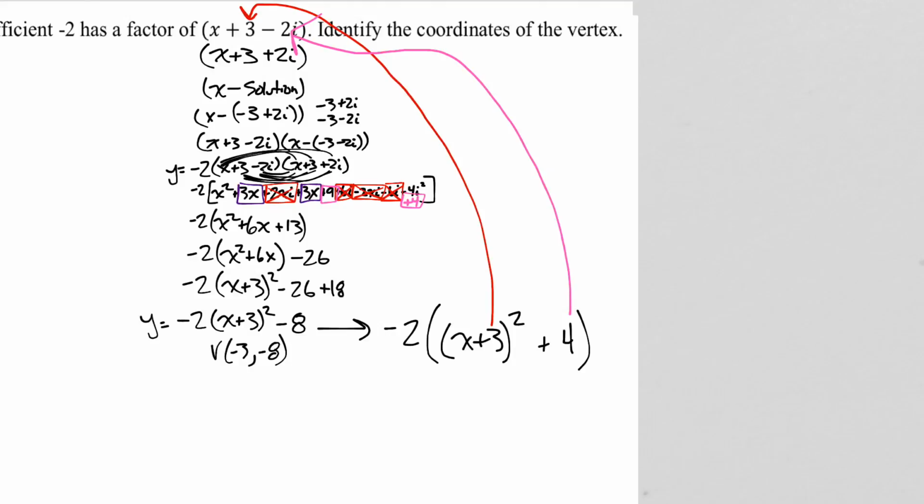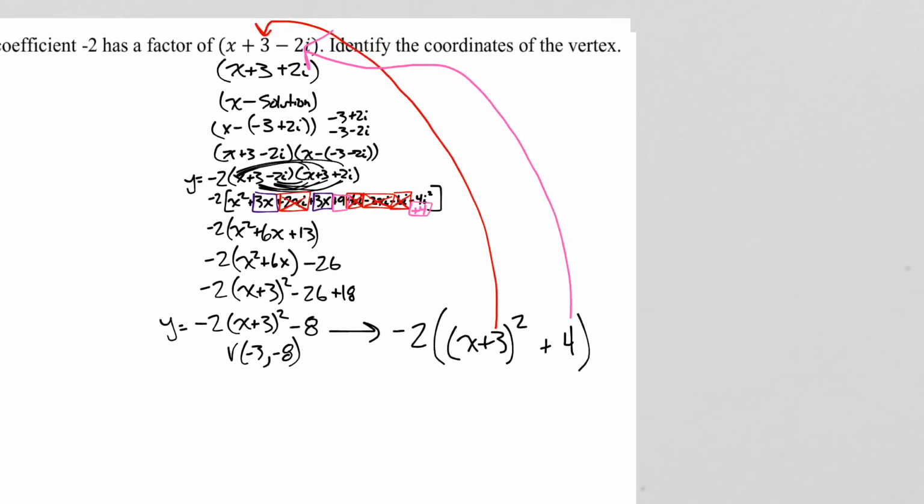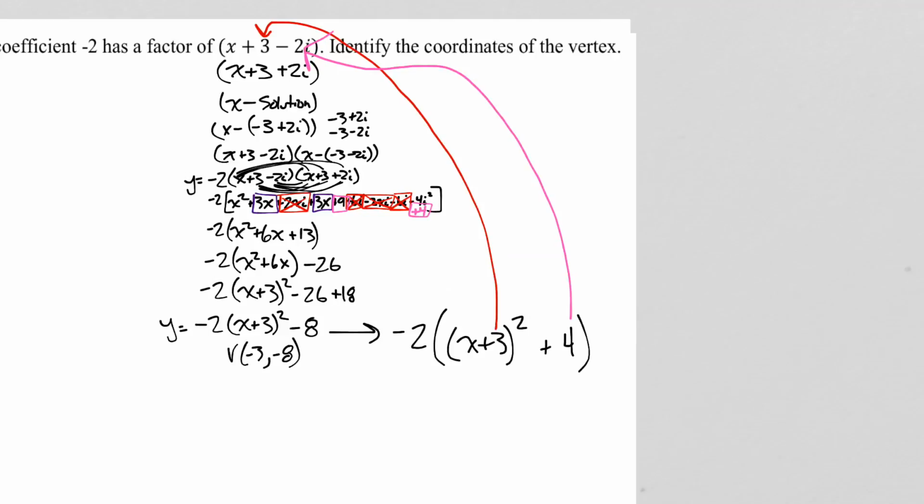Interesting. I wonder if that will always work. I don't know. Maybe you can figure it out. But you can always go the long way and expand and cancel. Because we found that our vertex is at -3, -8, and all it says to do is identify the coordinates of the vertex, which we have done.